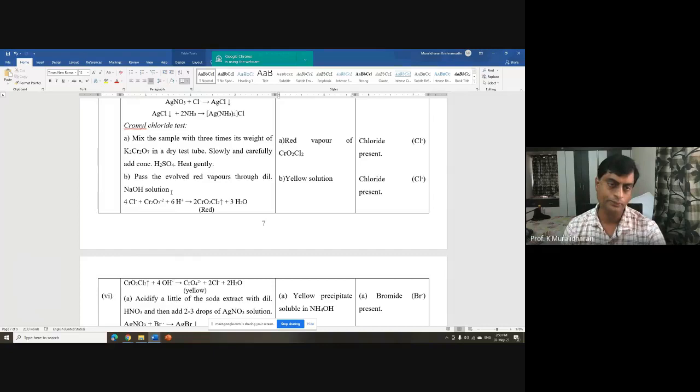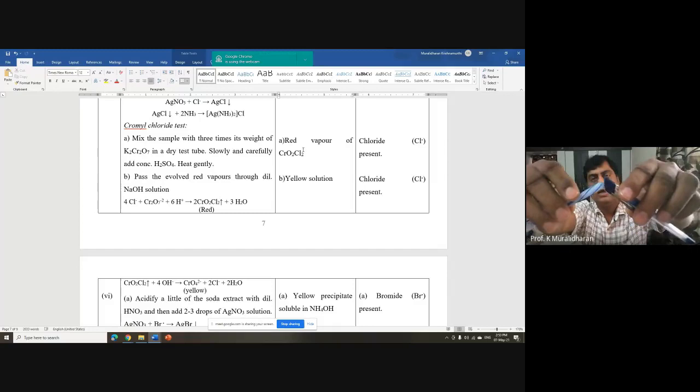So you will be taking a little bit of dilute sodium hydroxide solution in one test tube. In another test tube, you are doing this experiment. You are observing the formation of red vapor, right? So try to touch both these test tubes' mouths. I don't know whether you can see in the camera. So two pens I'm showing, right?